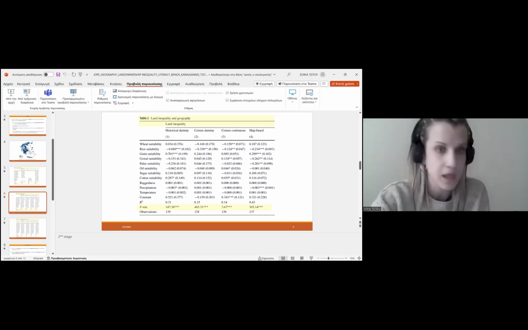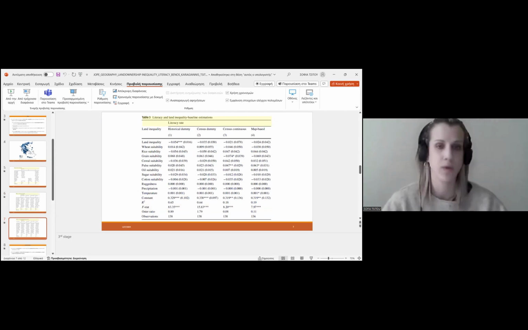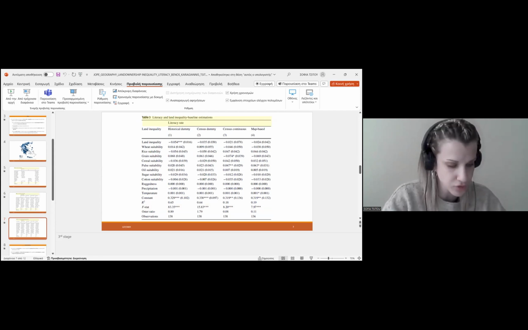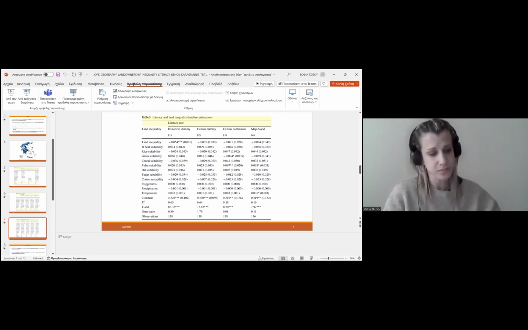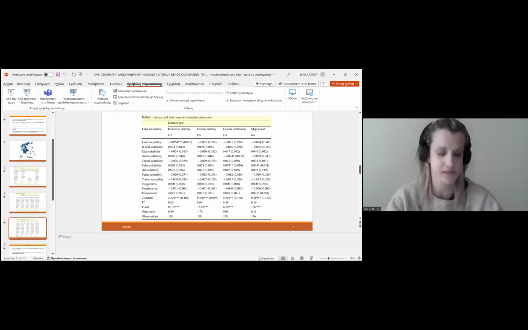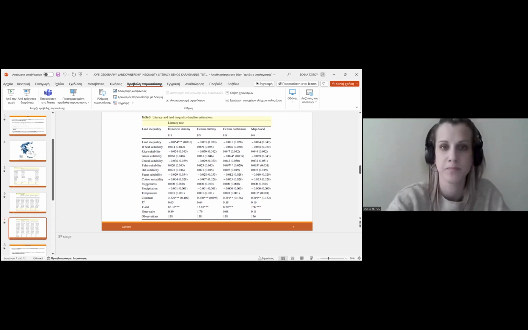And in our third stage, we estimate now a regression model of literacy on land inequality using again the same geographic controls. So the effect of land inequality on literacy is sizable and negative for all inequality measures, and it is significant for the first baseline variable that we use, the dummy variable from historical sources. So we can say that this underlines the importance of land distribution as a mediator in the geography and literacy relationship.